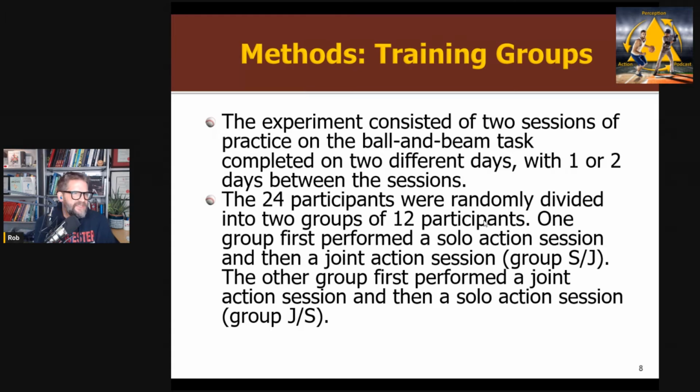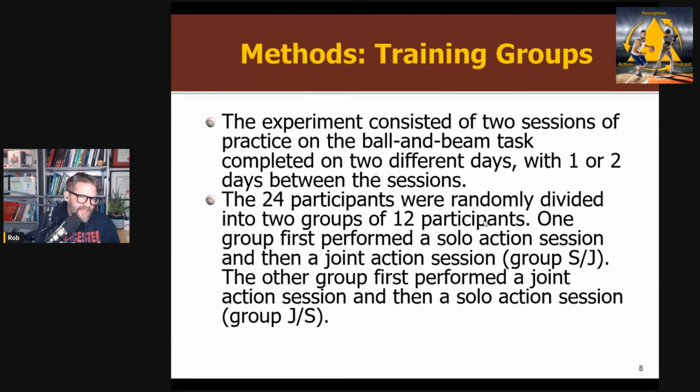There were 2 sessions on 2 different days. There were 1 to 2 days between the sessions. Importantly, people were split across 2 groups, right? So we had a group that all practiced the solo task first, then moved to the joint task, and a group that did the reverse, all did the joint task and moved to the solo. Okay, so they're kind of counterbalanced, but we're going to look at how these 2 performed, right? So those are the 2 training groups.